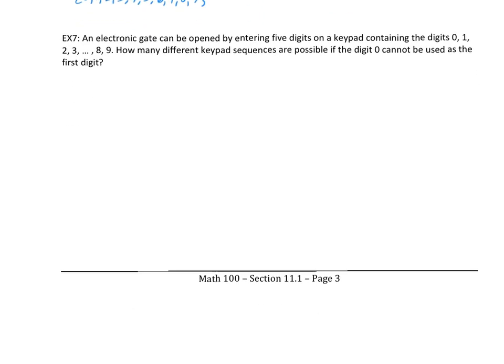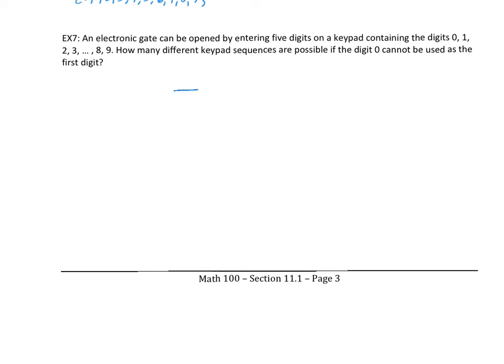Example 7. So you notice these last few examples are a little bit trickier. Let's say you have an electronic gate, and it's going to be opened by entering 5 digits on a keypad. The keypad contains the digits 0, 1, 2, 3 through 9. How many different keypad sequences are possible if the digit 0 cannot be used as the first digit?